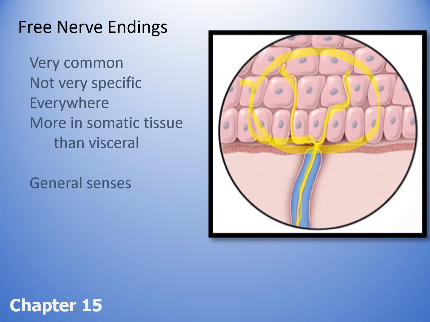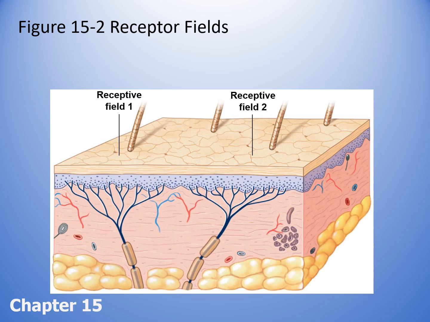So free nerve endings, we say that they are able to detect your general senses. So therefore, they wouldn't do something like sight or smell, which are specific senses. Pain, temperature, those things are general. When we're talking about free nerve endings, this picture from your book has these free nerve endings here in blue, and look at how they're innervating the epithelial tissue of skin. When we talk about nerve endings, they have what are called receptor fields.